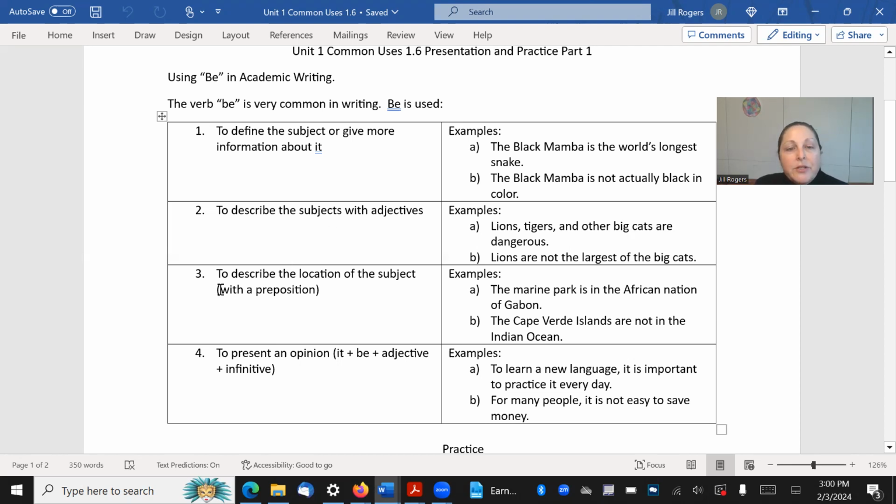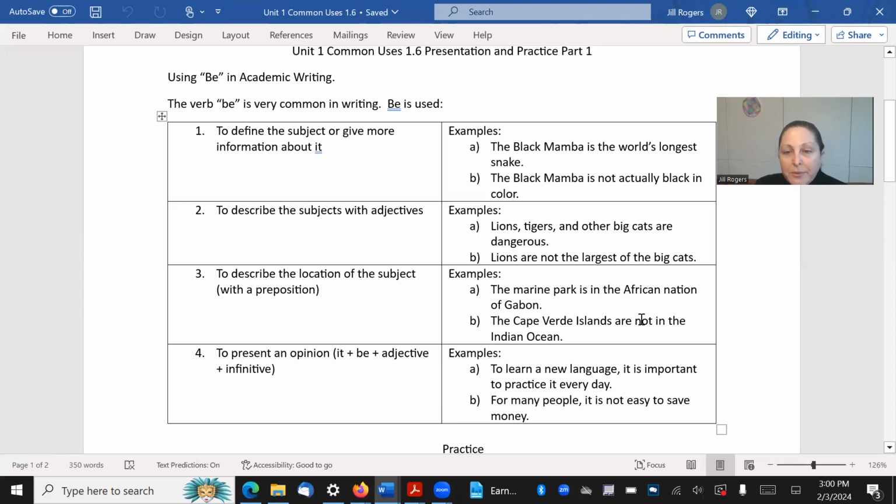Okay, the next one is to describe the location of the subject. In this case, we use it with a preposition. So for example, the marine park is in, and then we know the location. And so we have this in preposition. Marine park is in the African nation of Gabon. And then, so that's the positive example.